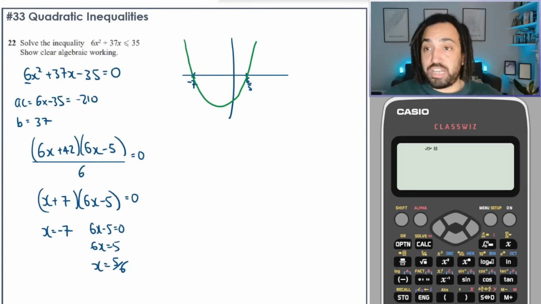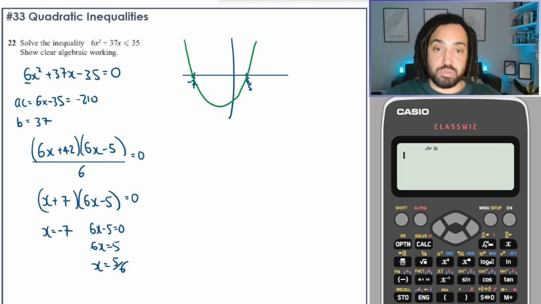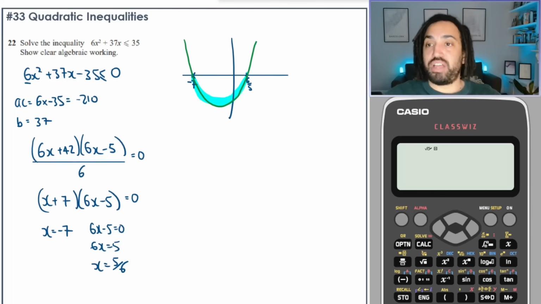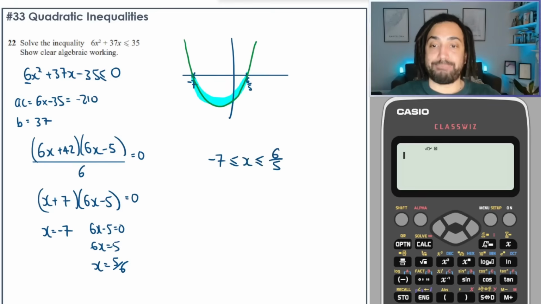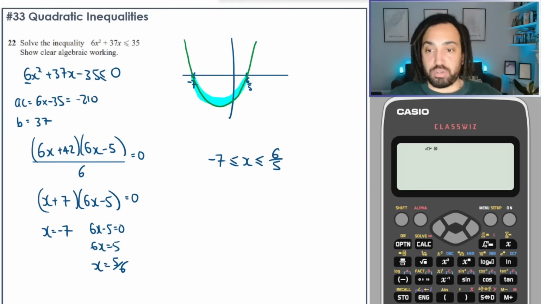So the question now becomes, when is this quadratic less than or equal to 0? When is it below the axis? When does it give us negative values that are below the axis? Well, that is in between minus 7 and 6 over 5. So that is my final answer.